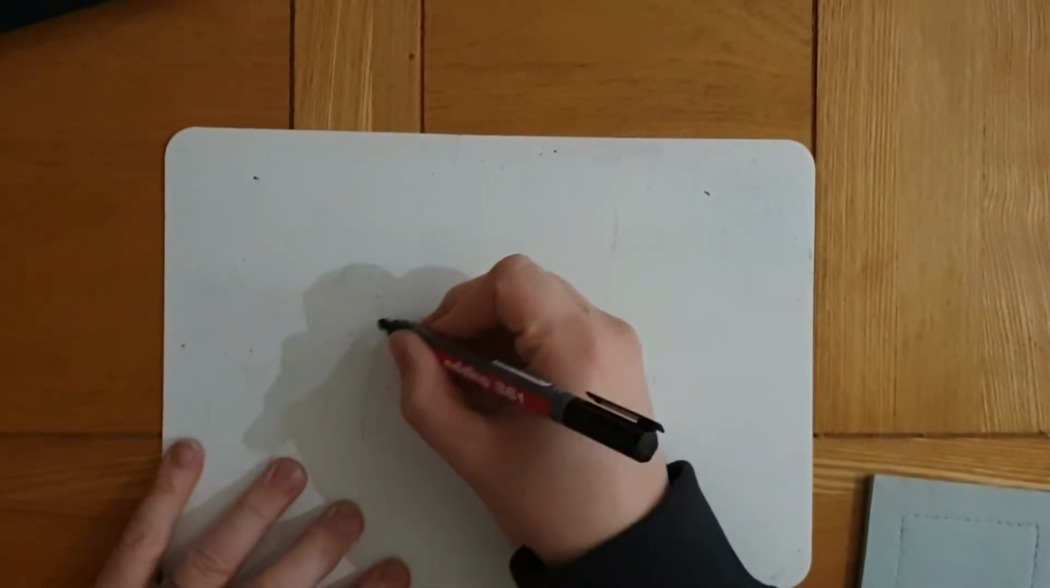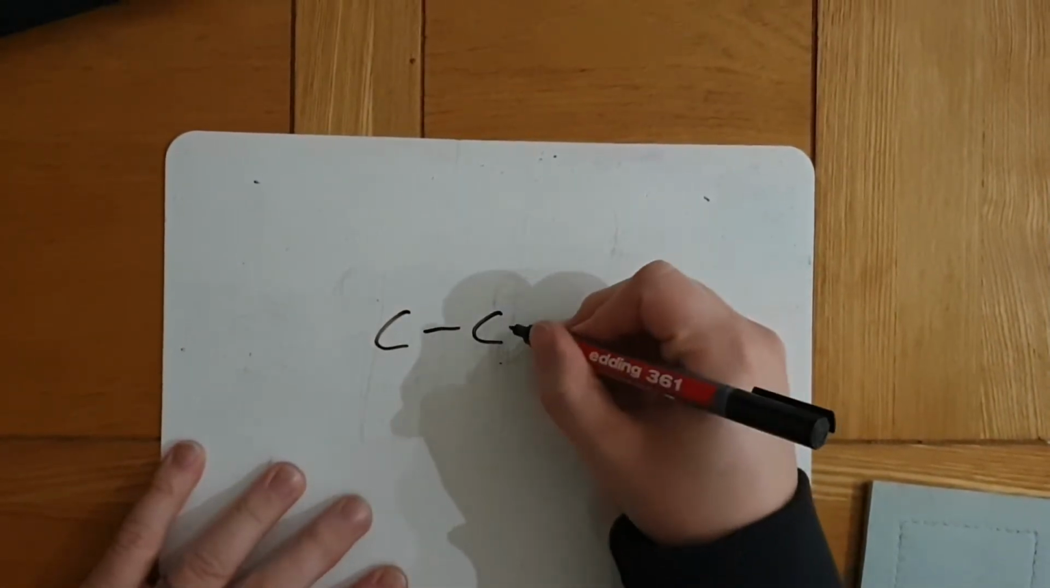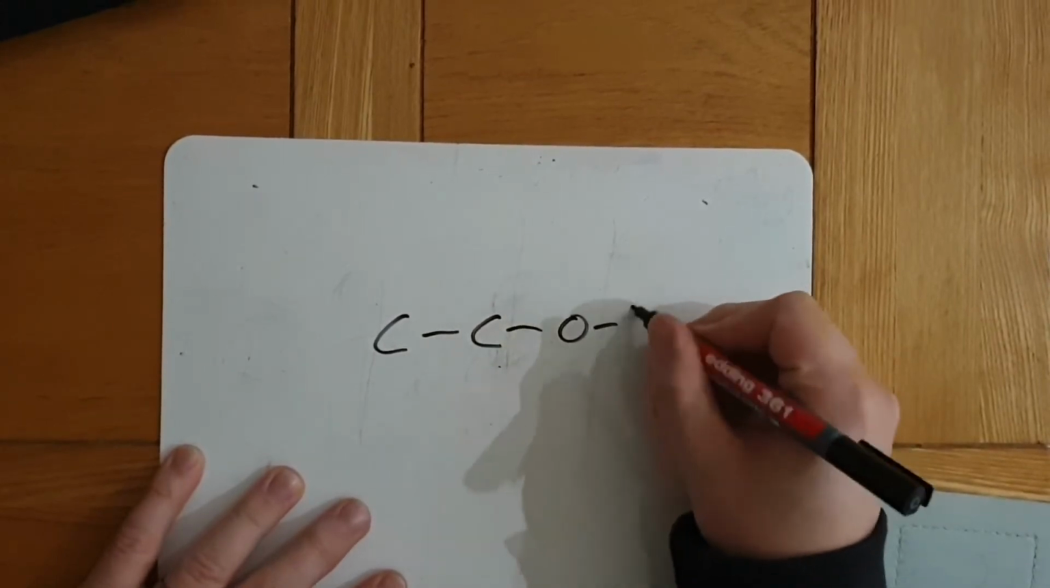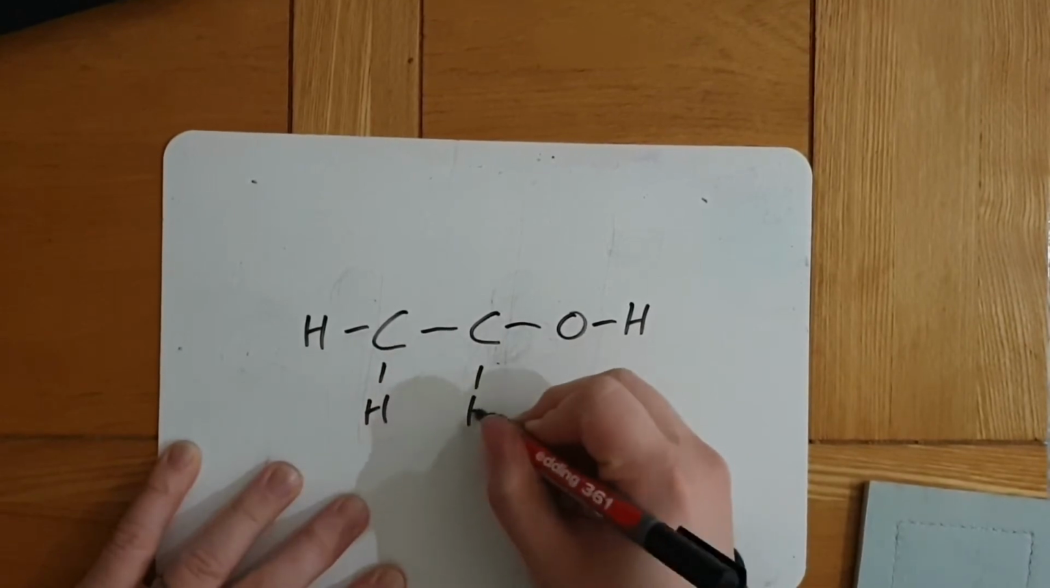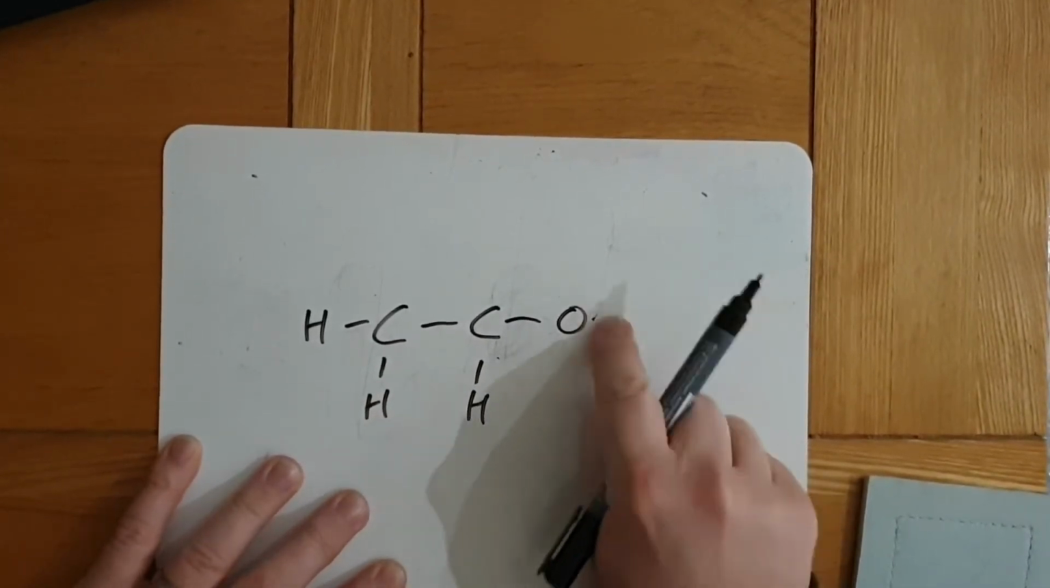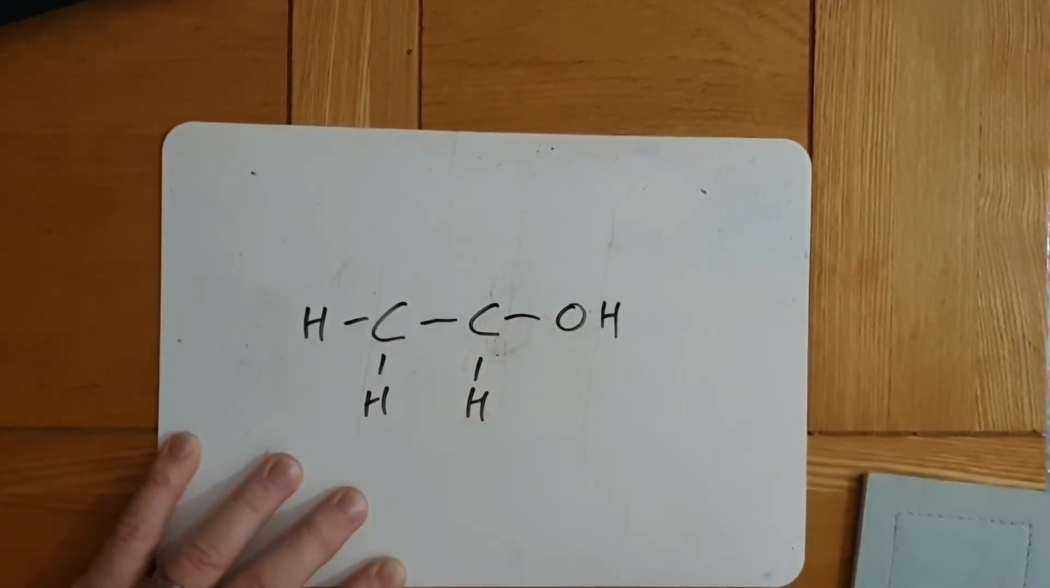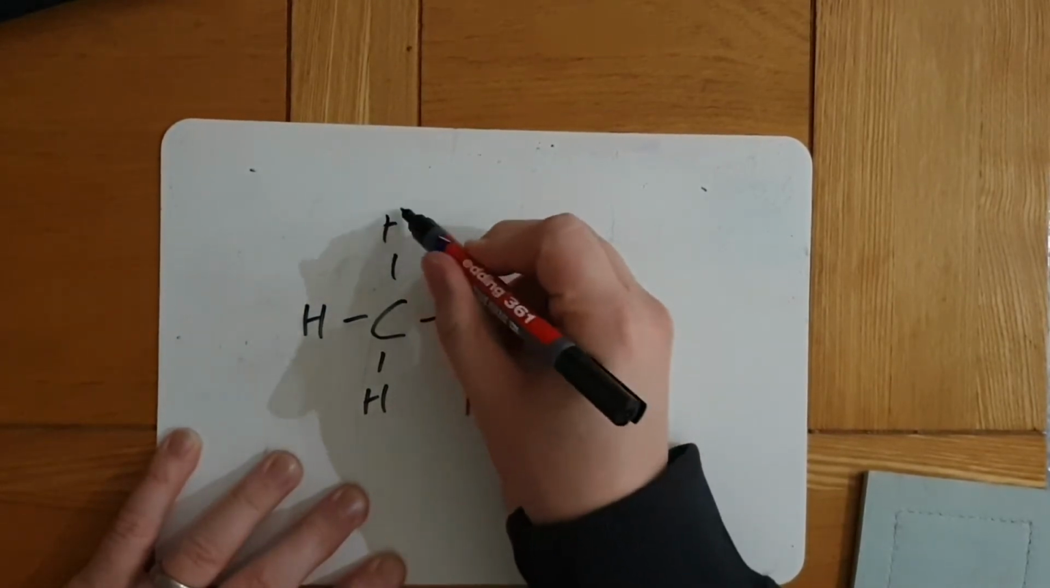So I'm just going to draw ethanol: C, O, H. See, I've drawn the bond in there, but that's exactly the same as drawing it as OH. H.